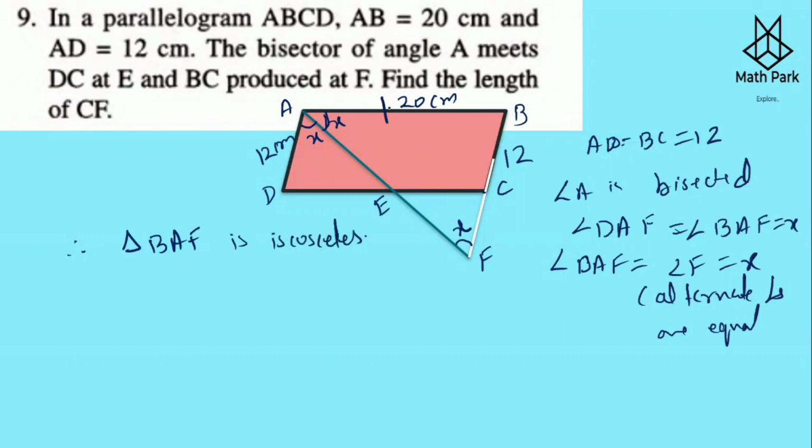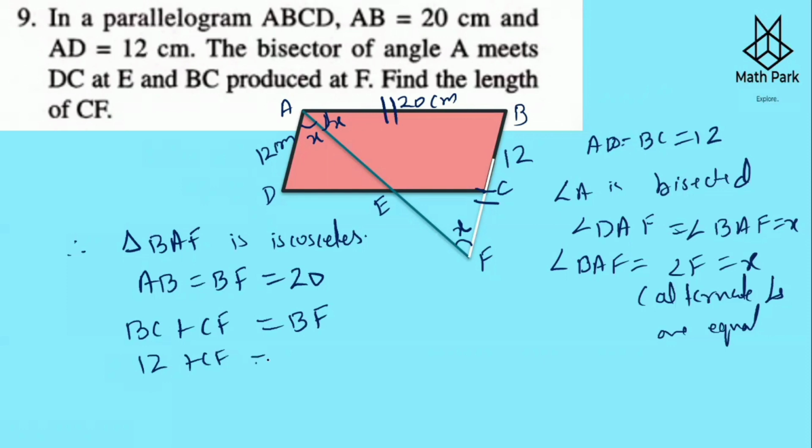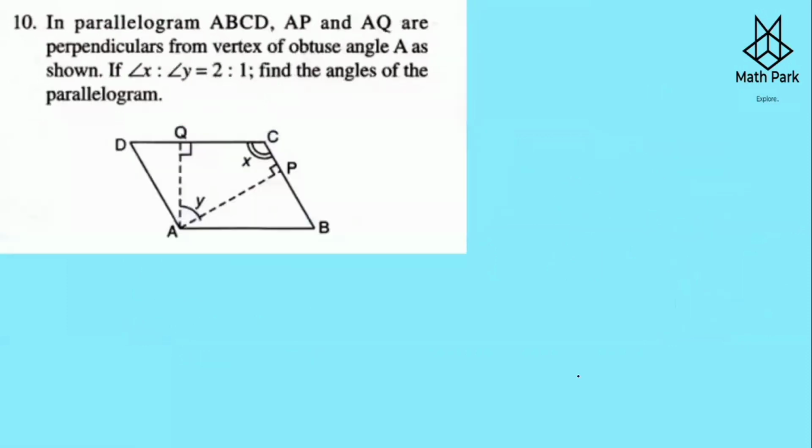Since this triangle is isosceles, we have AB is equal to BF is equal to 20. Now you are asked to find CF. So we have BC plus CF is equal to BF, and BC is 12 plus CF is equal to BF, which is 20. And we get CF is equal to 20 minus 12, which is equal to 8 centimeters. Got it? Next question and the last question of this exercise.